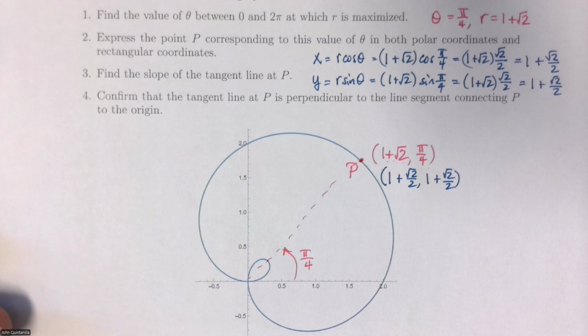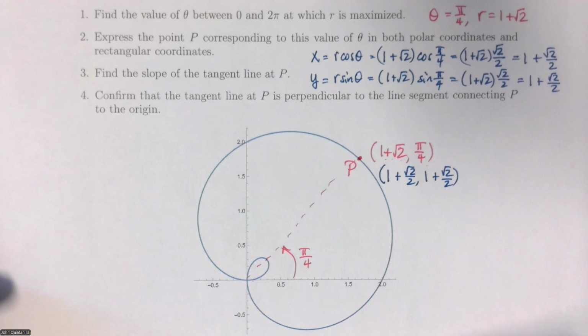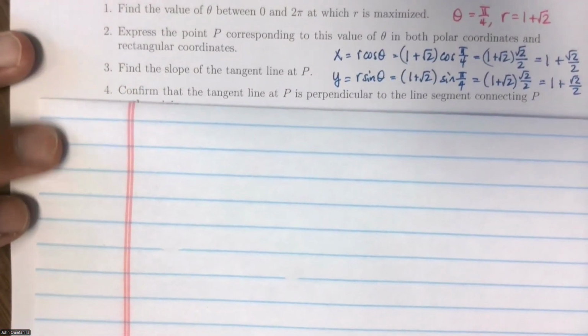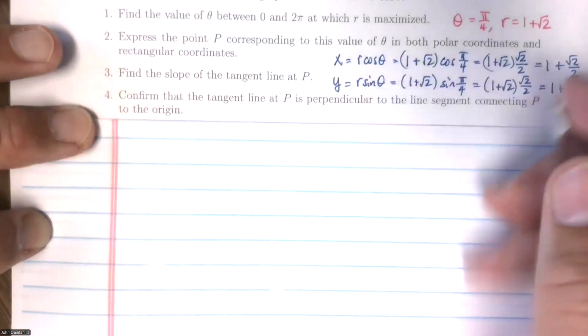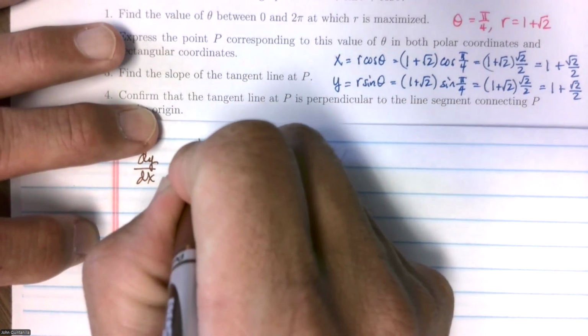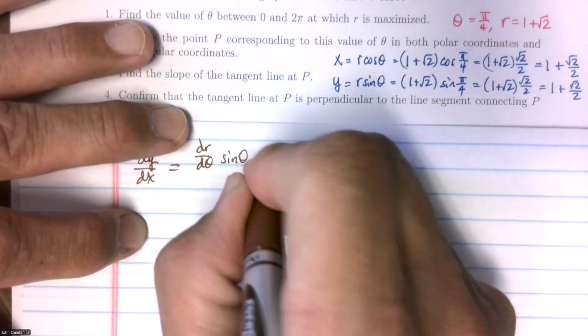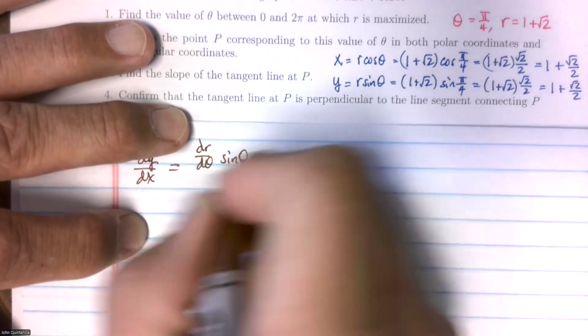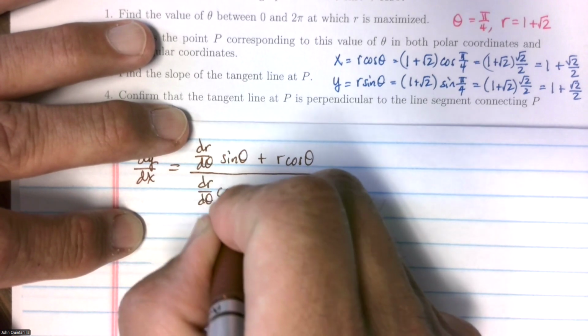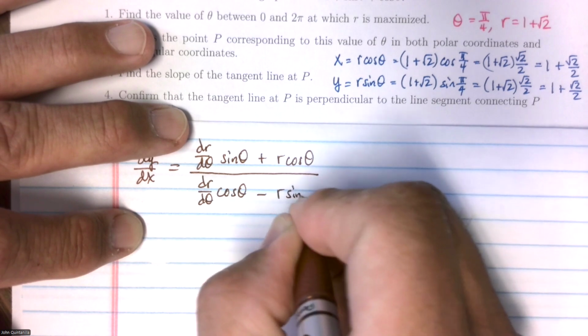Okay, part 3. Find the slope of the tangent line at this point P. So to find the slope of the tangent line, let me cover this up for the moment. Our formula for the tangent line is that dy/dx is equal to dr/dθ times sine θ plus r times cosine θ, all over dr/dθ times cosine of θ minus r times sine of θ.